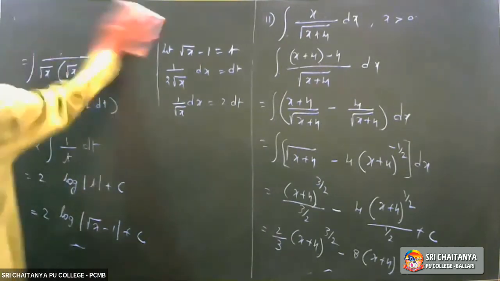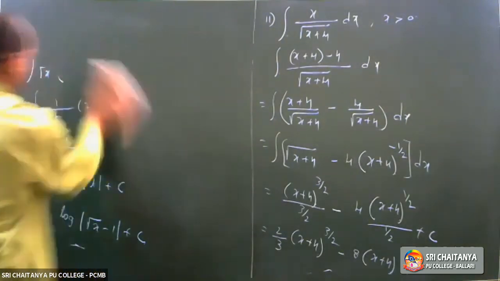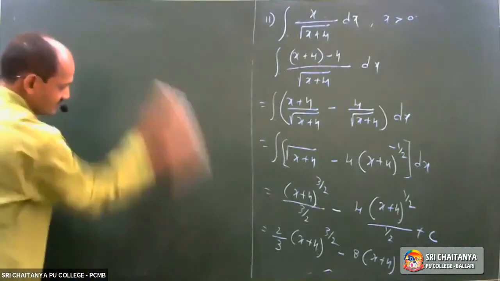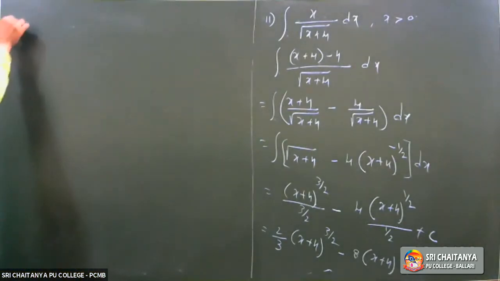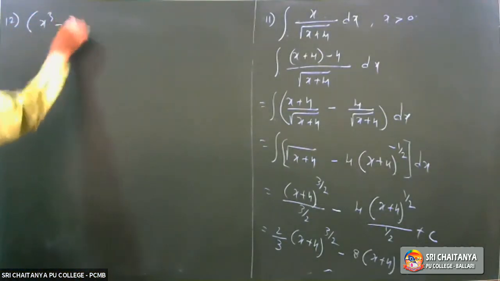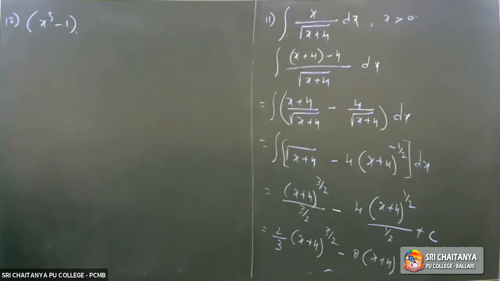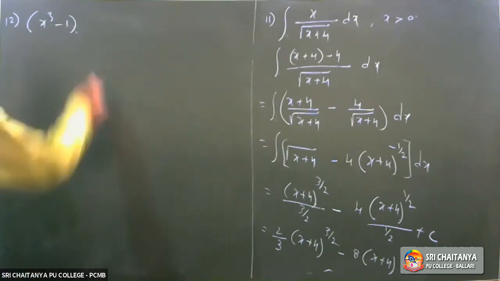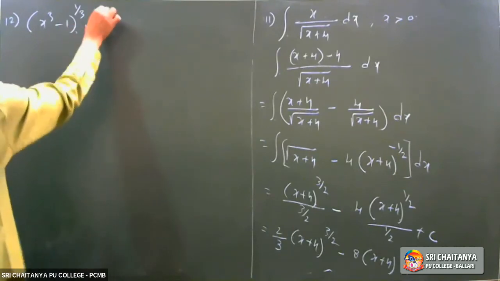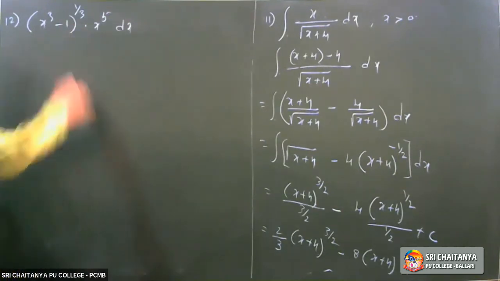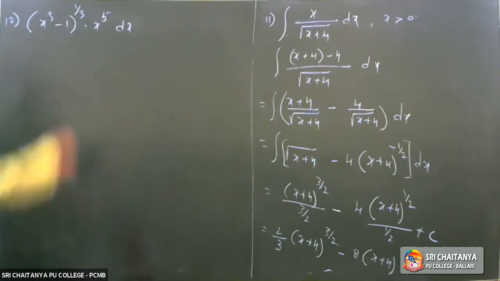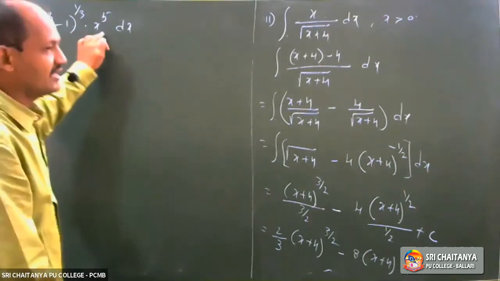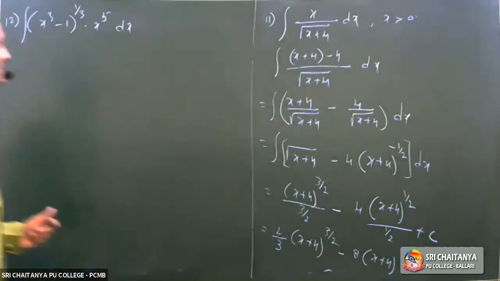Next, 12th question. It is very important for 2 marks question. 12th question: integral of (x cube minus 1) whole power 1 by 3 into x power of 5 dx. Listen once again. Integral of (x cube minus 1) whole power 1 by 3 into x power of 5 dx. Important.